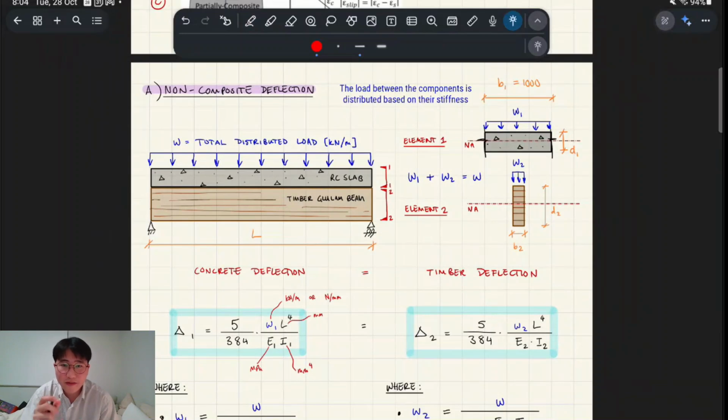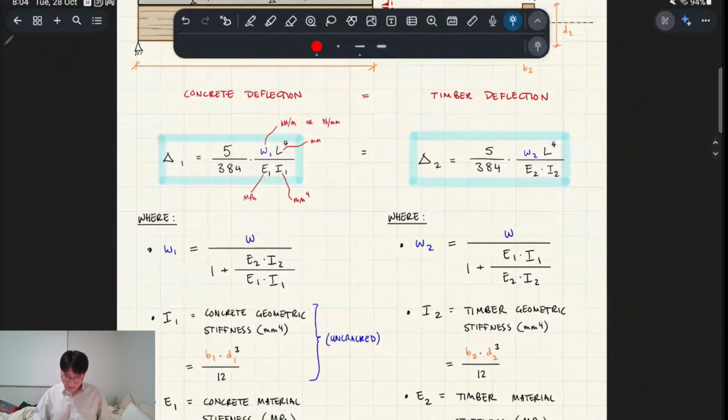So for non-composite deflection, what happens is you have some amount of total distributed load, right? Whatever loads, say pedestrian traffic or anything like that, on top, that's split onto your two elements. So here we're going to be talking about a reinforced concrete slab and a glulam timber beam, right? Based on the stiffness of the materials, the load will be distributed. That will be W1 and W2, and all up will be the total distributed load, right?